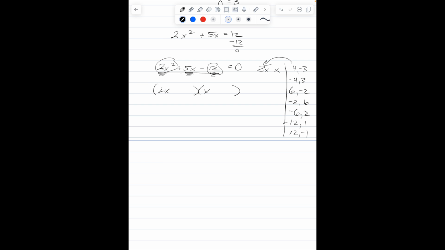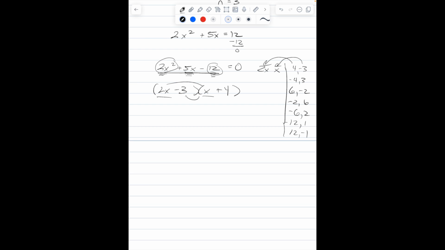You've got to multiply times the terms that would be in the other binomials, and let's see which ones give us the right answer. Well, I went through it, and I came up with negative 3 and positive 4 here, because if I check this, it gets me back to 2x squared.